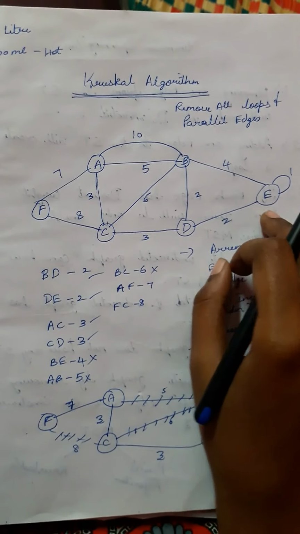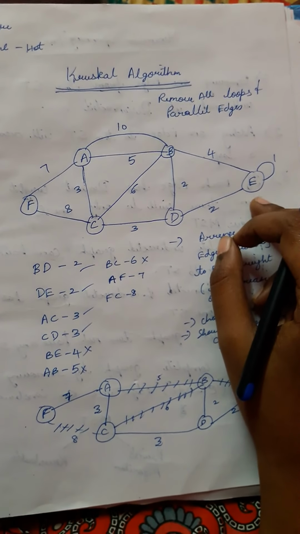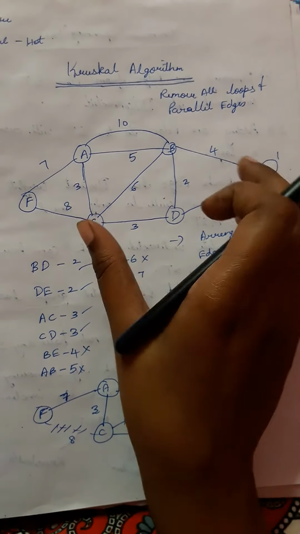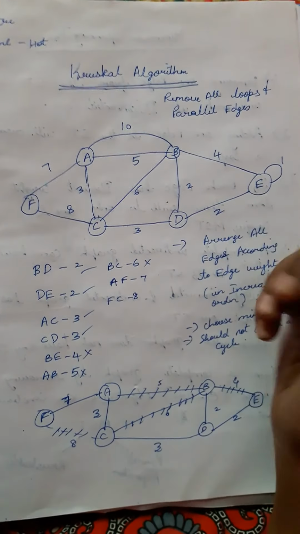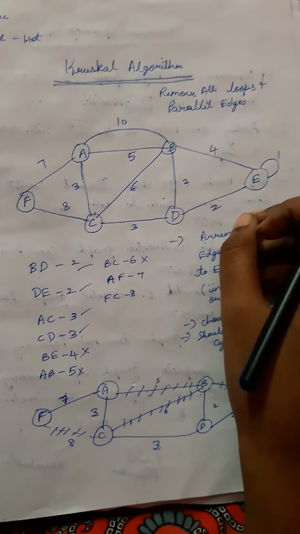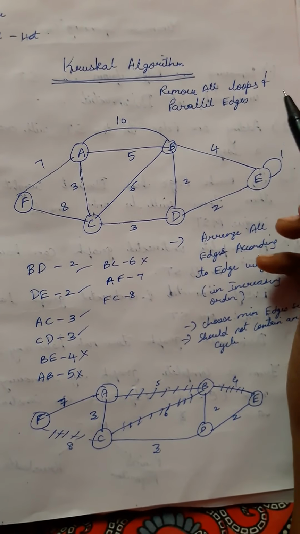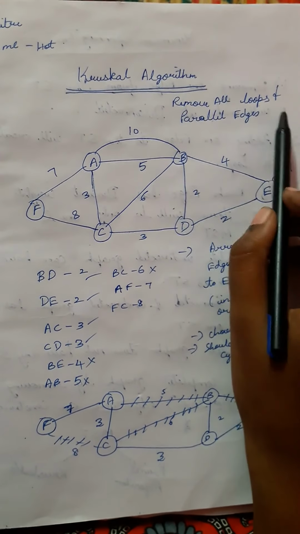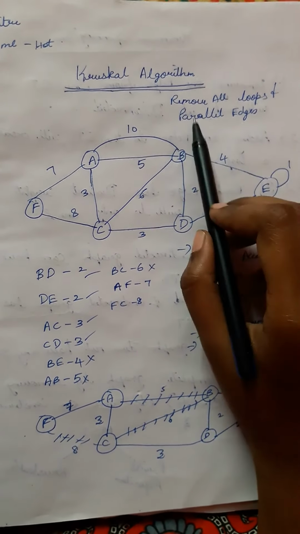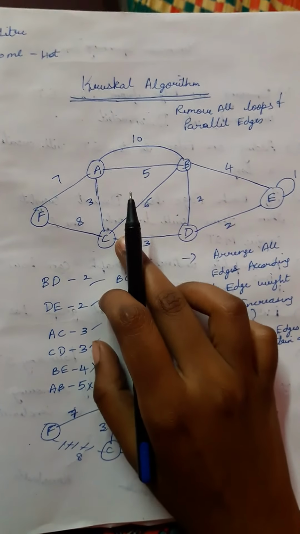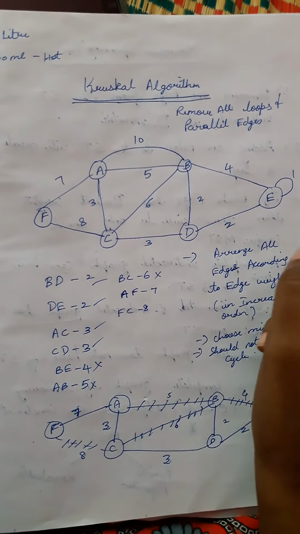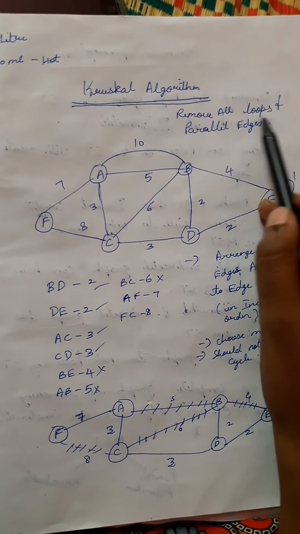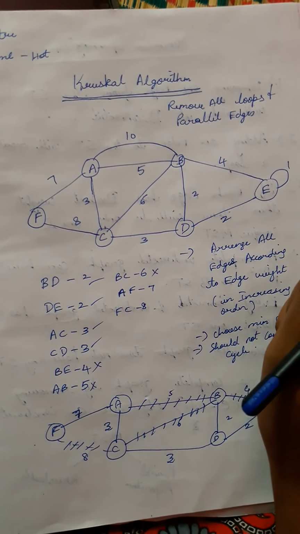In the first example, we are taking this graph and we are going to solve it with Kruskal's algorithm. While explaining this graph, I will explain the rules followed by Kruskal's algorithm. The first rule is to remove all the loops and the parallel edges. In the exam they will give this question and we have to remove all the loops and parallel edges. That is the first step.